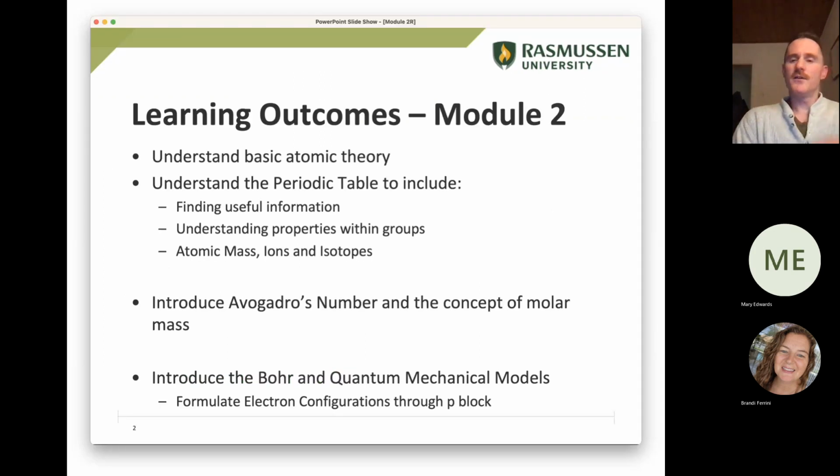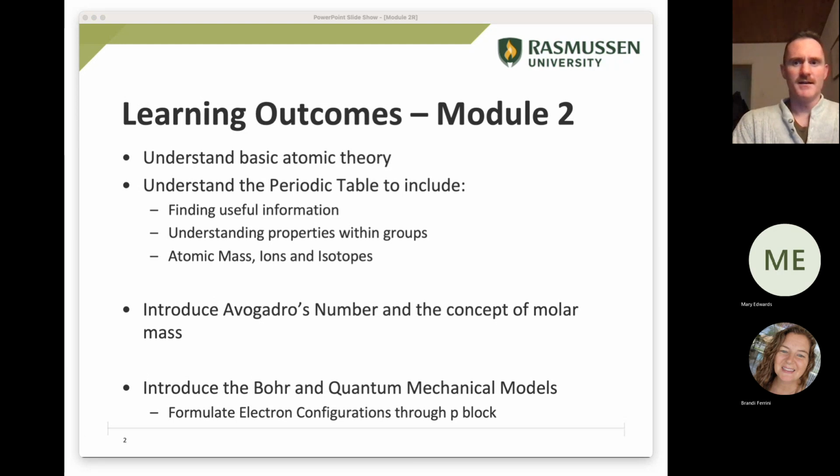So the learning outcomes for this module are to understand basic atomic theory, which sounds really complicated, but it's not too bad.